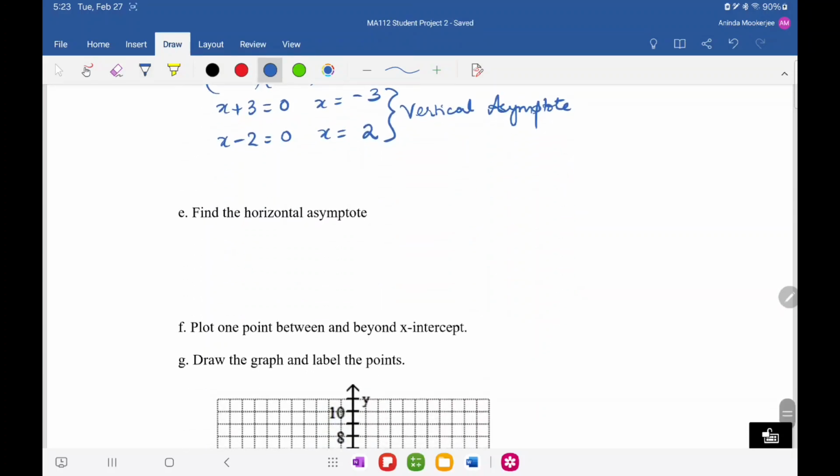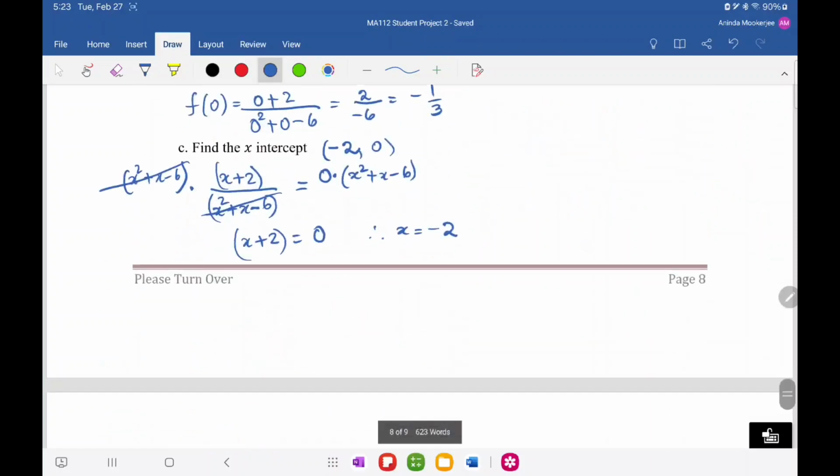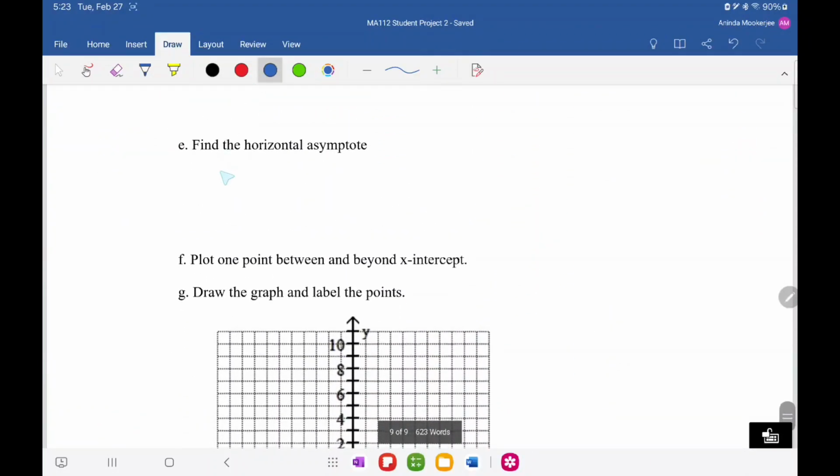Part E says find the horizontal asymptote. For the horizontal asymptote, we have to look at the n and m values of the numerator and the denominator, and then come to a conclusion. So what was our function? f of x equals x plus 2 divided by x squared plus x minus 6. Was it plus 6? Yeah, right.